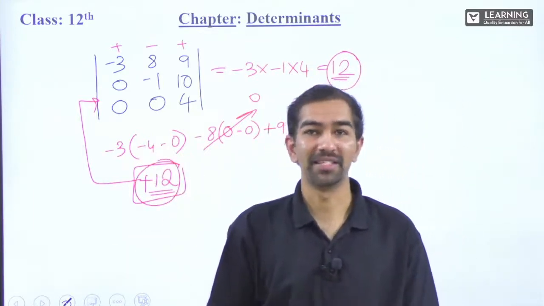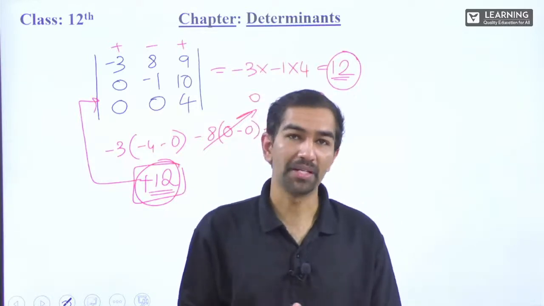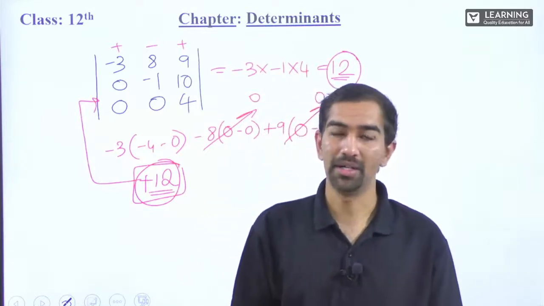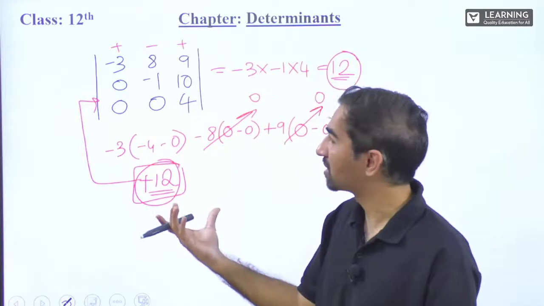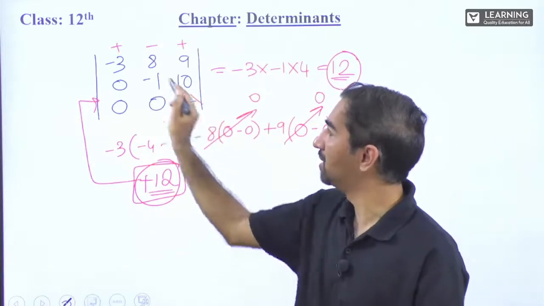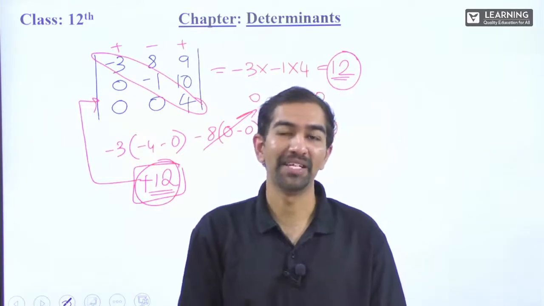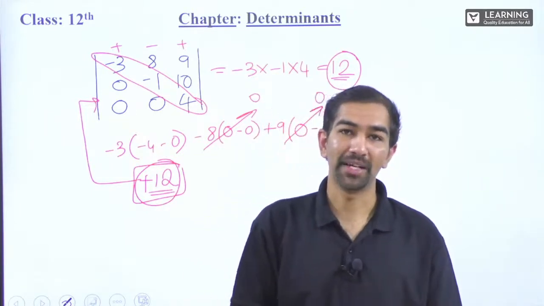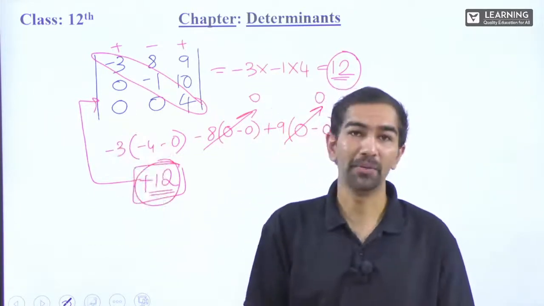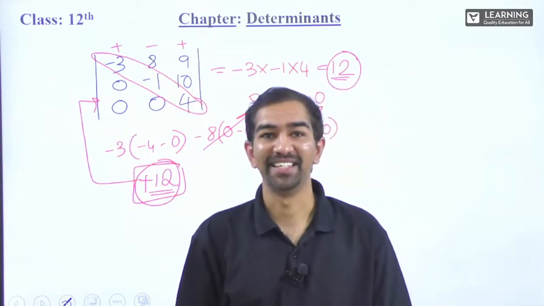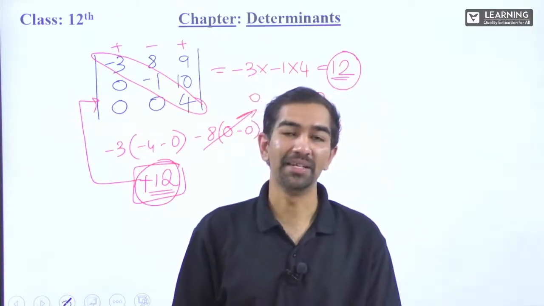7th property, students. So there are totally 6 properties in your CBSE textbook. One property I have taught you extra. So this is a very easy property, right? This is called the main diagonal or principal diagonal, and if the elements below it are 0, then the value of the determinant will be equal to the product of the diagonals. So this is our property number 7.